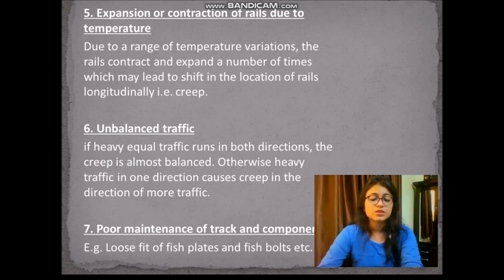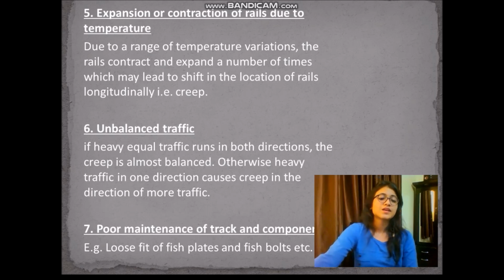If there is equal traffic in both directions. Otherwise, where there is more traffic, in that direction creep will occur. So heavy traffic in one direction causes creep in the direction of more traffic. So this was the third cause of the creep. Seventh is poor maintenance of track and components.